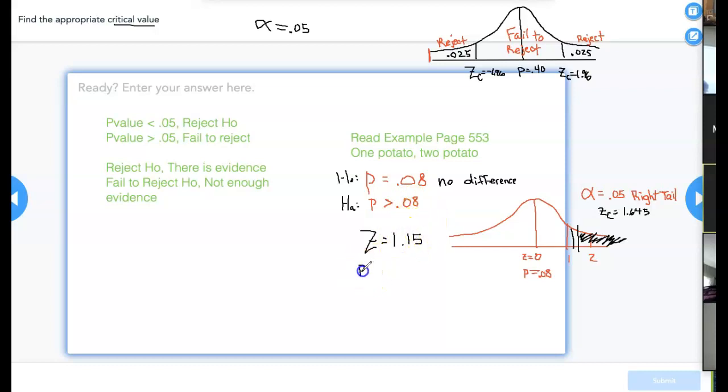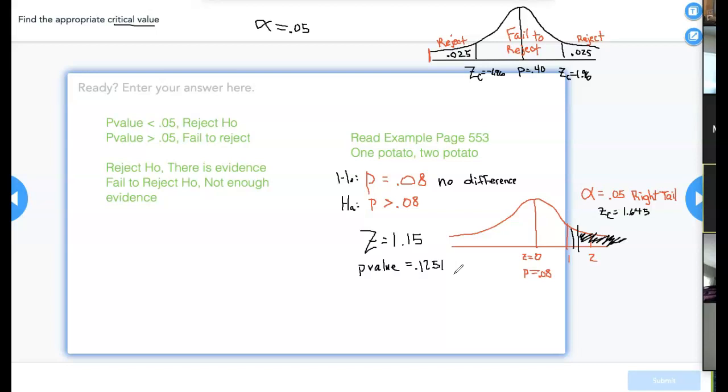P-value. P-value is low, reject HO. So the p-value is 0.1251. And there's a picture of it where you could draw the picture on your calculator. We'll do both. 0.1251. So that's your p-value. Again, going to that conclusion, we could use Normalcdf to come up with the p-value.